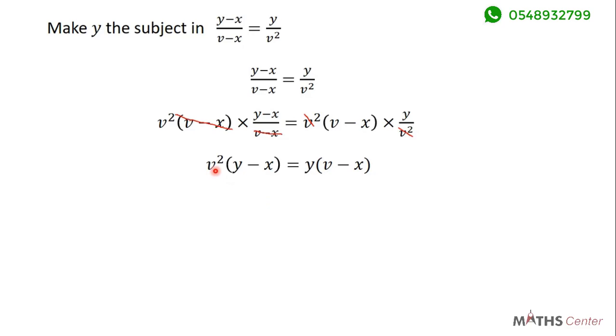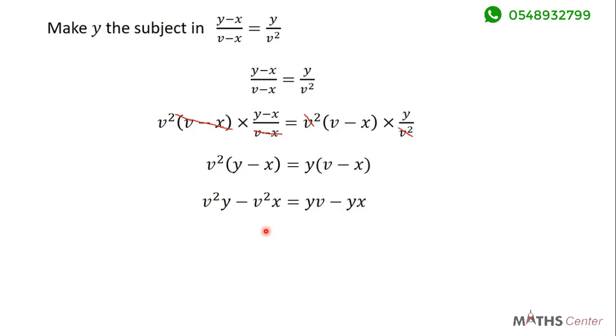So we are going to have v squared times y, which will give us v squared y, v squared times x, which will give us minus v squared x, because there's the negative sign there. Y times v will give us yv, then y times x will give us yx. Don't forget the negative sign, so minus yx.